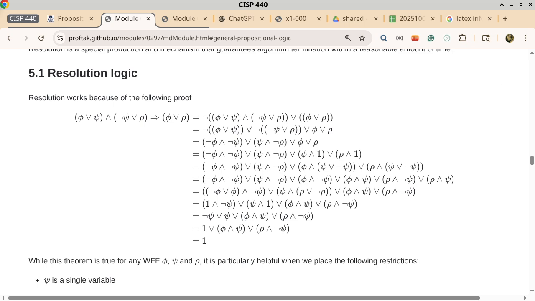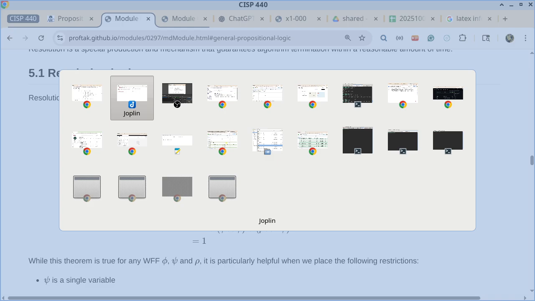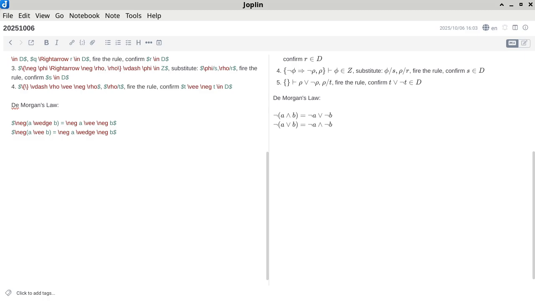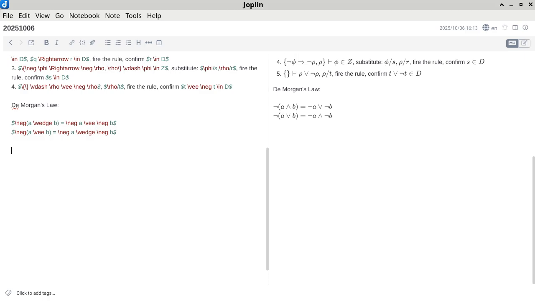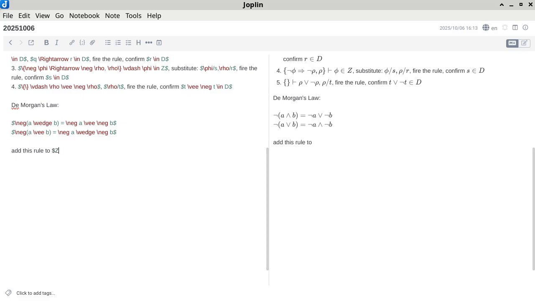All right. So now I'm going to write a transformation rule, using Joplin. So now I go like, okay, what about this? How about we add this particular rule to zeta? Okay, so we add this rule to zeta.